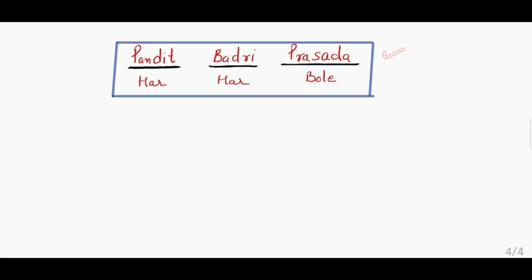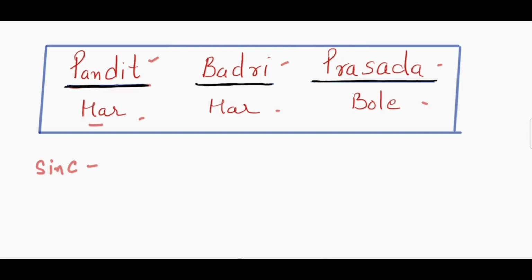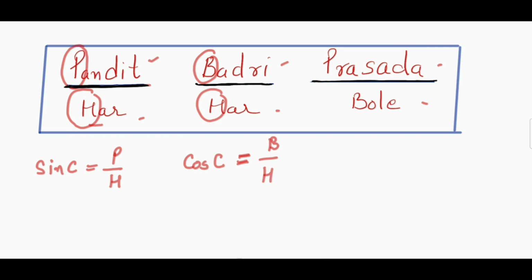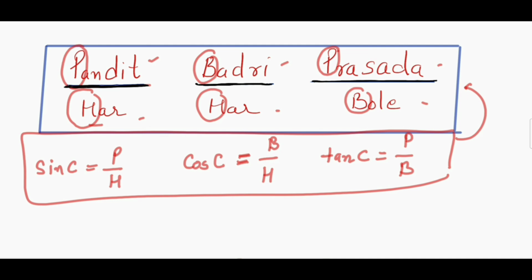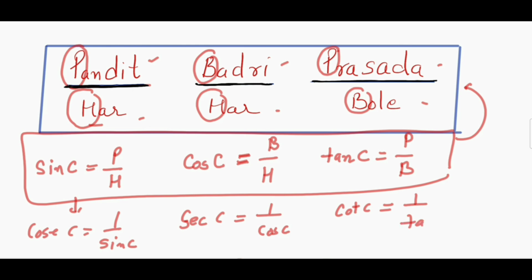We can use this mnemonic to remember all trigonometric ratios: Pandit Badri Prasad har bole. Sine C, from here we take P, and from here we take H, which is P upon H. Similarly cosine is B upon H, and from here we take P and B. So this is our tangent C, which is equal to P upon B. The other three trigonometric ratios you can derive from here, because we know the cosecant C is the reciprocal of sine C, secant C is the reciprocal of cos C, and cot C is the reciprocal of tangent C.